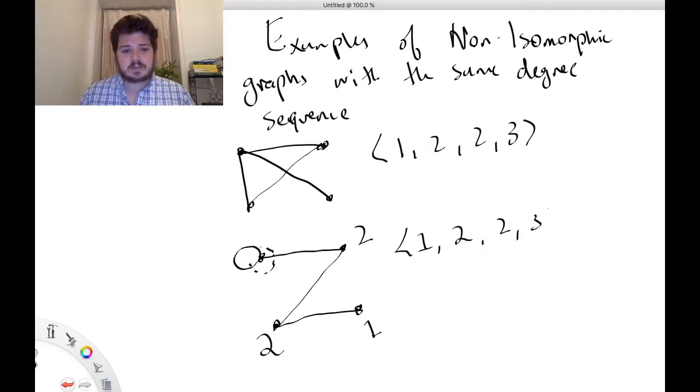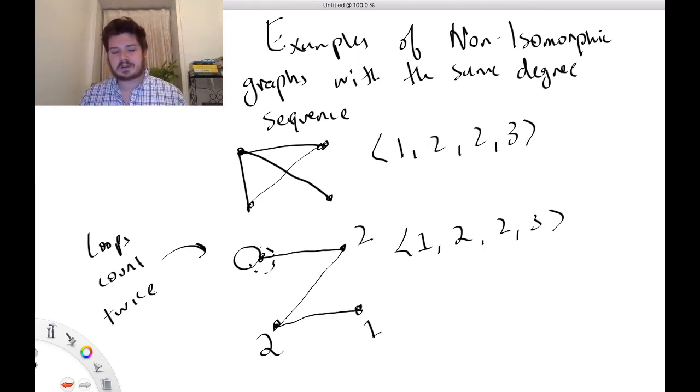So here, loops count twice. Right, because you do this little circle trick. Draw a small enough circle, and it's going to intersect the loop 3 times. So that's a way you can count degrees and not get confused with loops. A loop is a single edge, but since it starts and ends at the same point, the degree is 3 in this case. Well, rather, the loop counts twice for the degree.